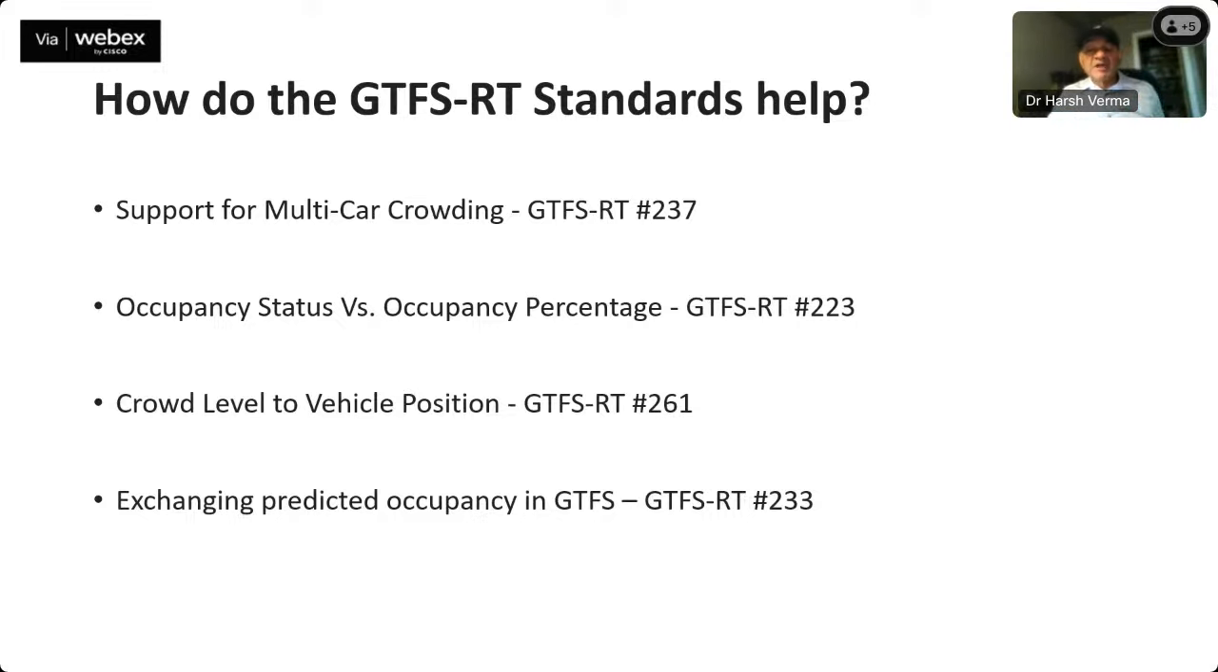And we determined the following standards were certainly worth exploring. So the first one was the GTFS-RT issue, pull number 237, which is the support for multi-car crowding. And the second one was 223, for occupancy status versus occupancy percentage. And then later, as it was added, 261 for adding crowding levels to vehicle position, we'll talk about it. And then finally, exchanging predicted occupancy in GTFS itself. So in some cases, we had to push back to see if the GTFS collective teams could incorporate the perspectives of train operations in some nuanced areas.